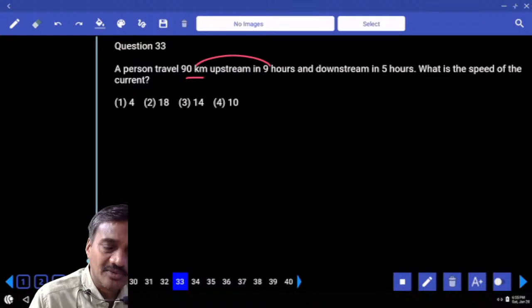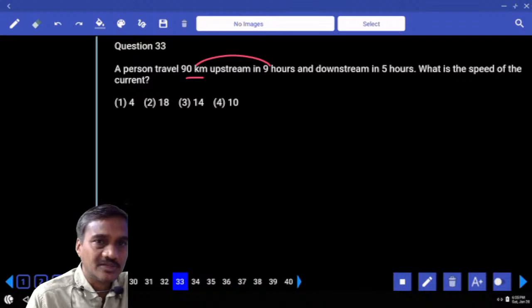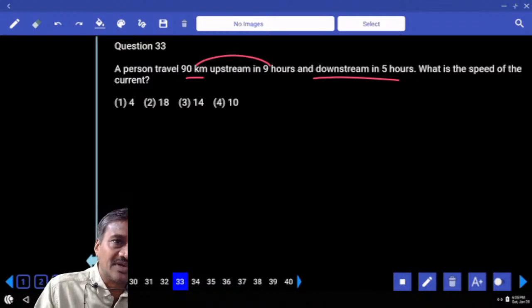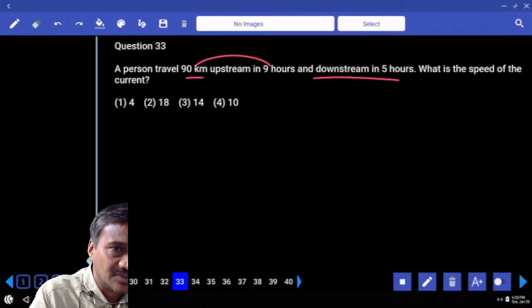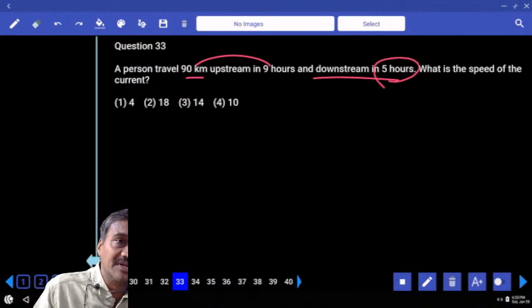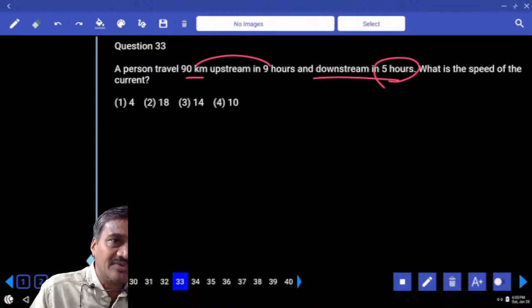How many kilometers per 1 hour? What is the total distance here? Speed comes to 10. Then next one, and downstream in 5 hours. Now along with this speed, stream will also be added to this one. And how much time is it taking? Only 5 hours. Then what is the speed here? 90 divided by 5, 18.